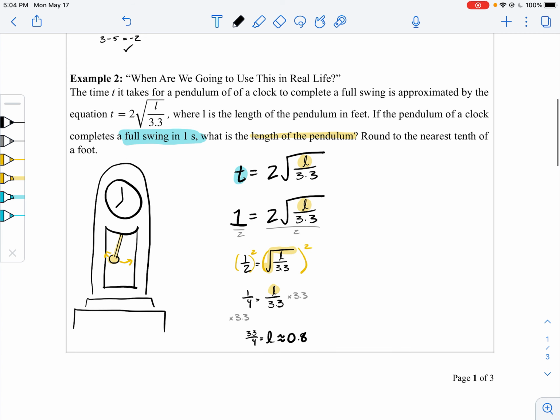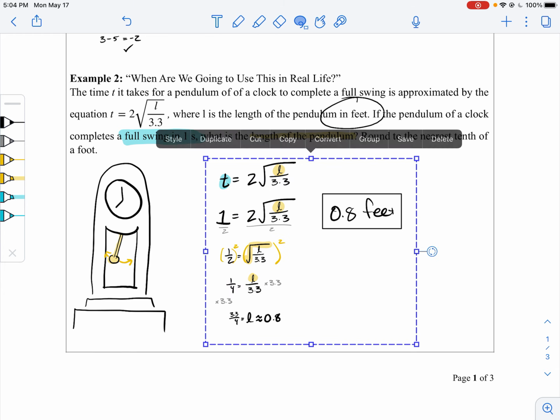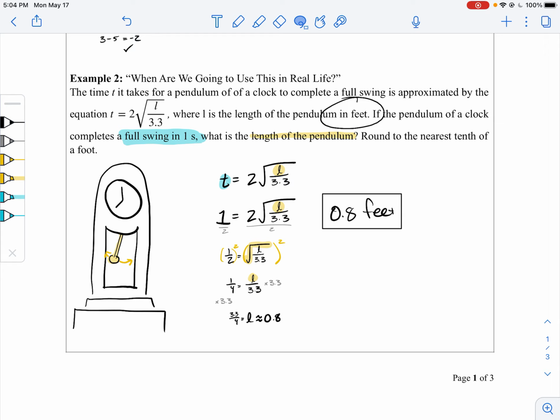So in feet, it's approximately 0.8 feet. That's actually much smaller than I thought. When I think of a grandfather clock, I think of something that's like 6 feet tall. But if the pendulum's not even 1 foot long, this must be a little short guy. It's for like the tabletop or something. Anyway, okay.